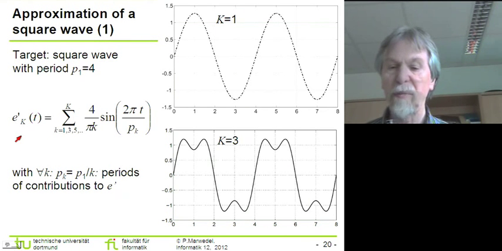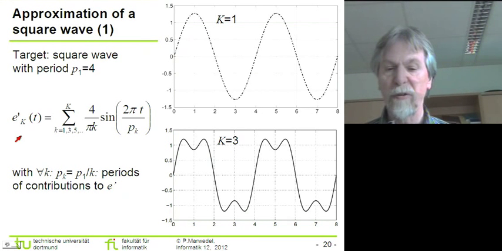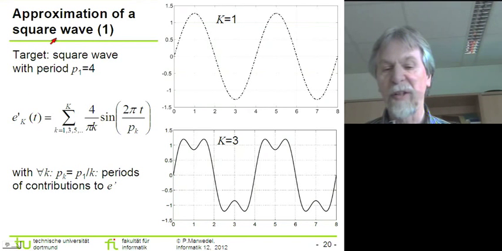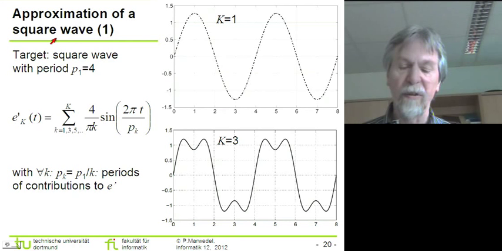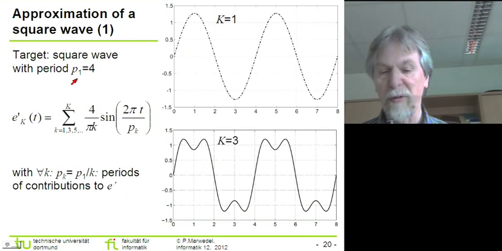So I'd like to demonstrate that we can approximate arbitrary functions by sine waves, and we are starting with a case that seems to be rather difficult because we try to approximate a square wave. We try to approximate a square wave that has a certain period. We try to approximate a square wave which has a period of 4.